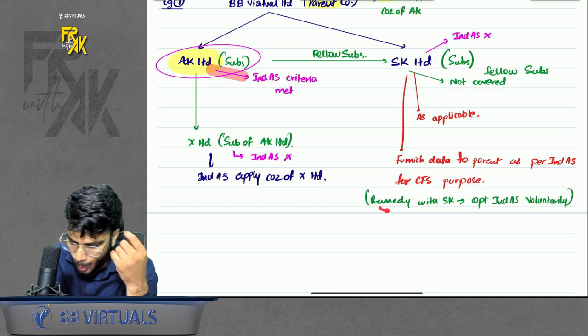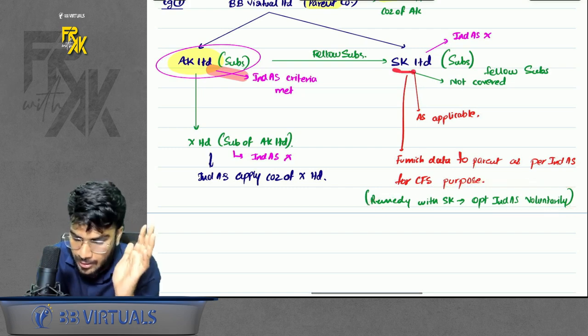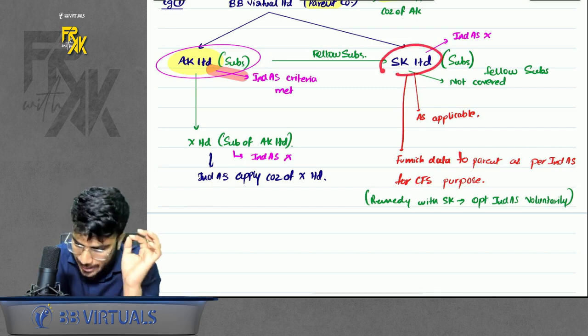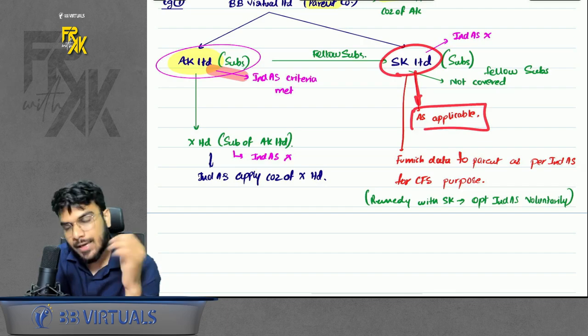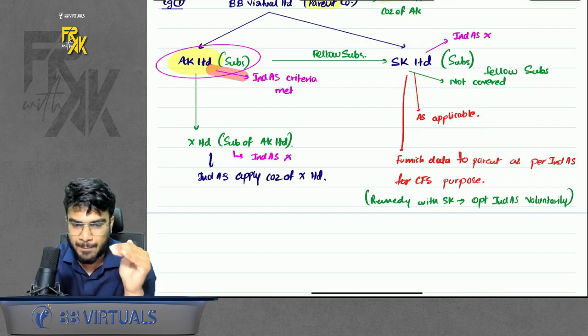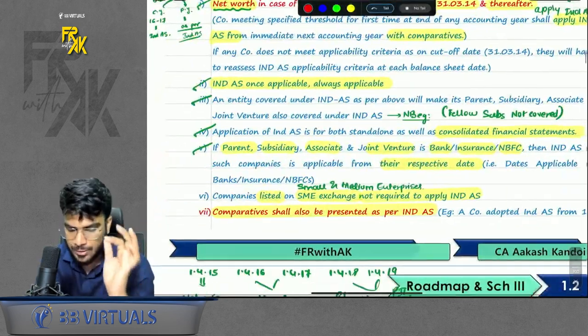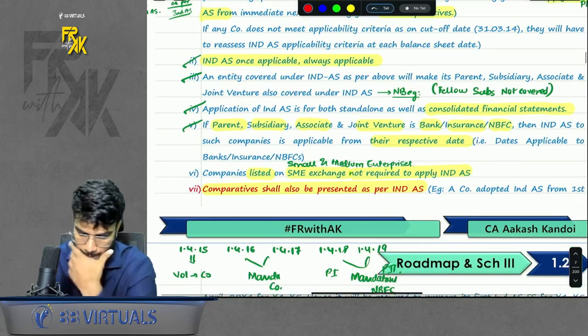See, Ind AS is not applicable to SK, but if it opts for it voluntarily, that means SK can prepare its own financials as per Ind AS and can submit the same financials for the purpose of CFS as well. Right? We had discussed this example. Also, there is one question on this example as well. Okay. Next point.